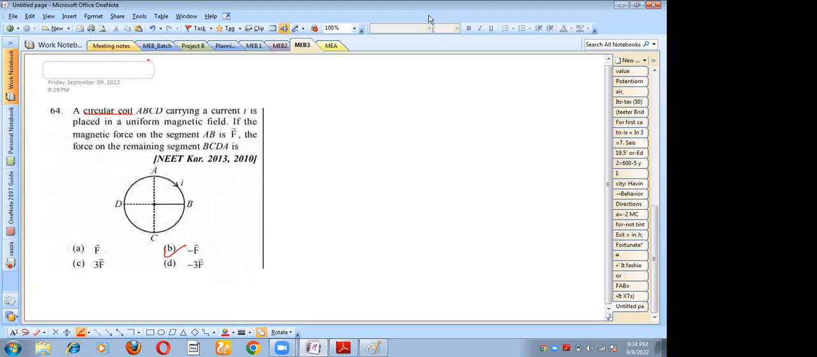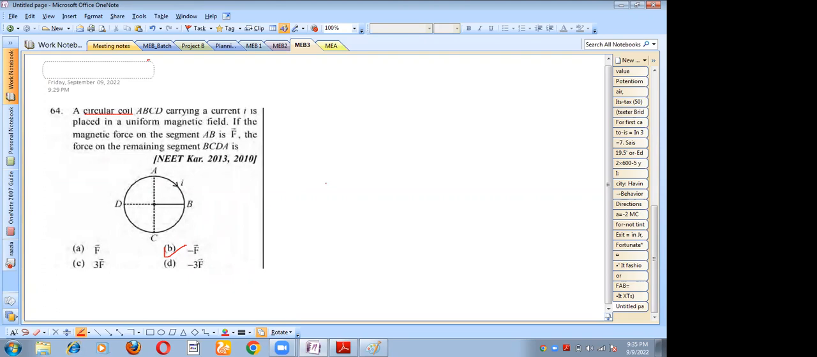How did you solve this, Krishna? How did you get B? So we should consider the displacement, right? And in the flow of BCDA, the current is in the opposite direction. So the force will be opposite to that of this. The displacement will be AB itself, but it will be BA in the case of BCDA. That is also good. Your logic is, I think, correct.